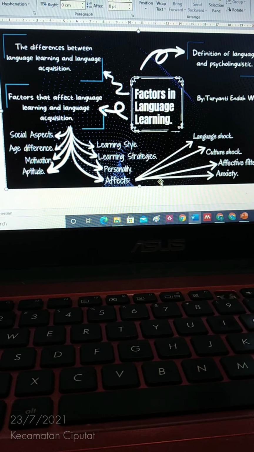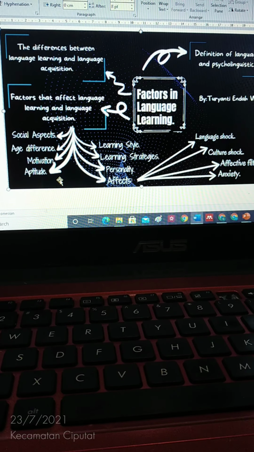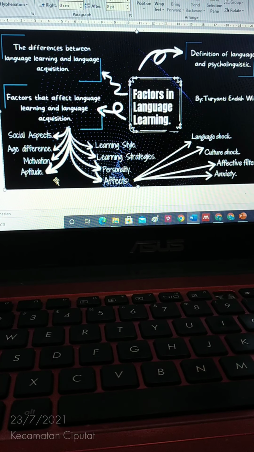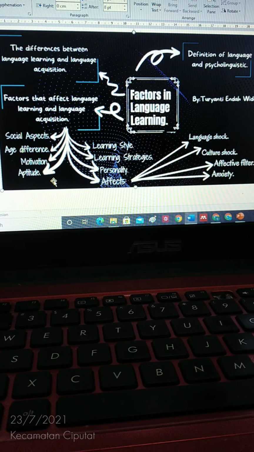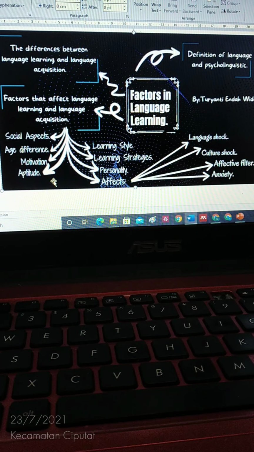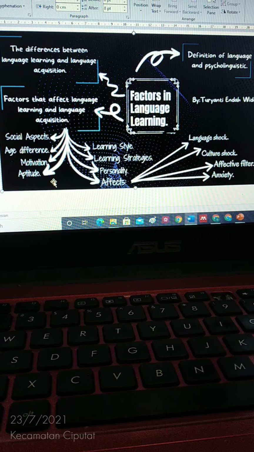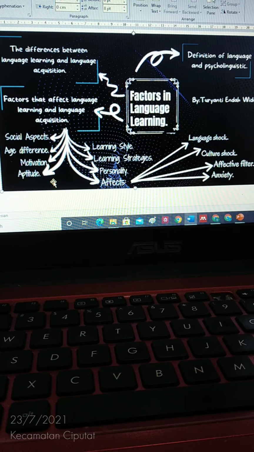Next, aptitude. Aptitude, not attitude. Aptitude refers to the specific ability a learner has for learning a second language. Aptitude refers to the prediction of how well, relative to other individuals, an individual can learn a foreign language in a given amount of time and under given conditions. So aptitude is different from attitude.